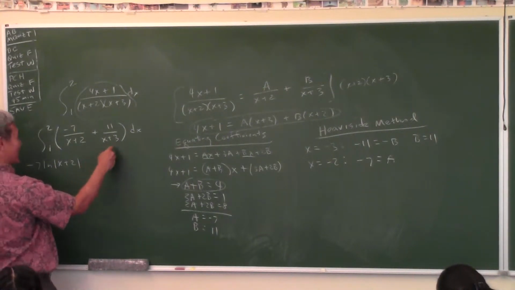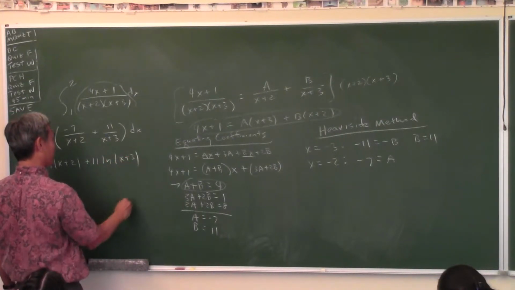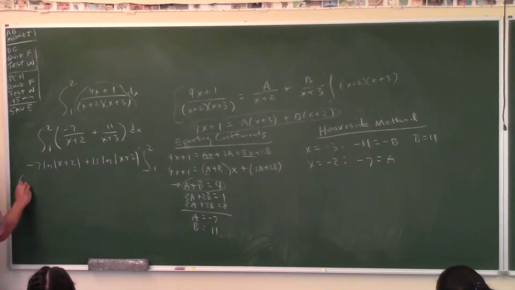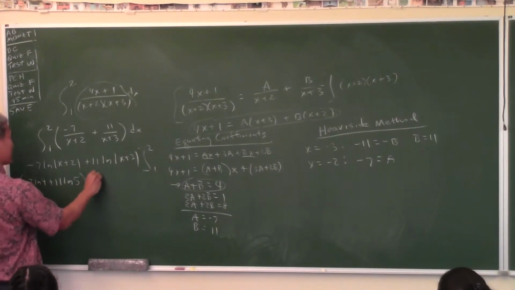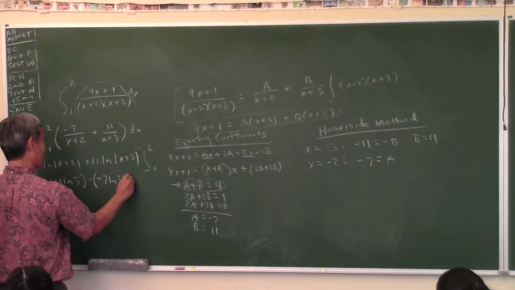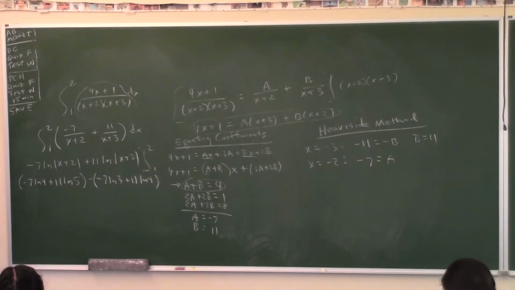Okay, what about this one? Can I just go plus 11 natural log absolute value of x plus 3? Yup. From 1 to 2, plug in the top number. Negative 7 ln 4 plus 11 ln 5 minus, now plug in the bottom number. Negative 7 ln 3 plus 11 natural log 4. Okay, let's simplify this. What do we got?